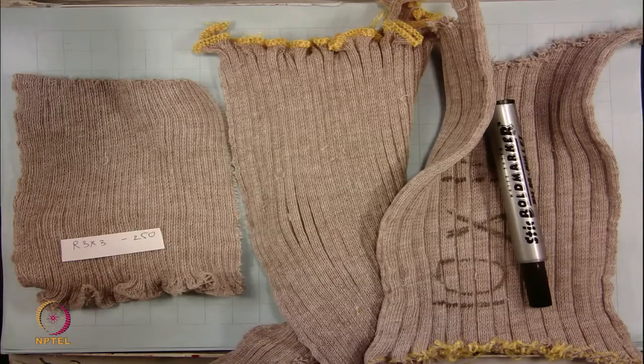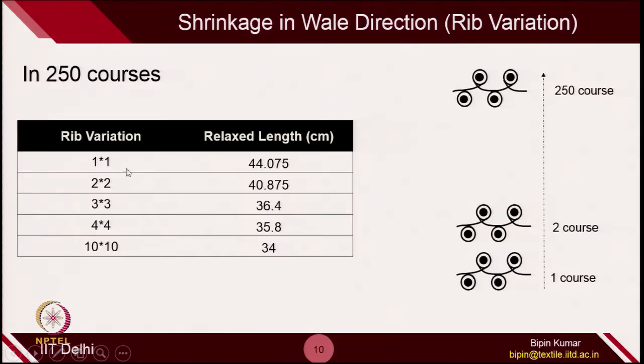Shrinkage in wale direction also I observed. For wale direction I created 250 courses. I created 250 courses consecutively in a sequential form for all the rib variations, and you can see the final length I observed was 44.075 in 1 cross 1 rib after 250 courses, but for 10 cross 10 the final length was only 34 centimeter even after I created 250 courses.